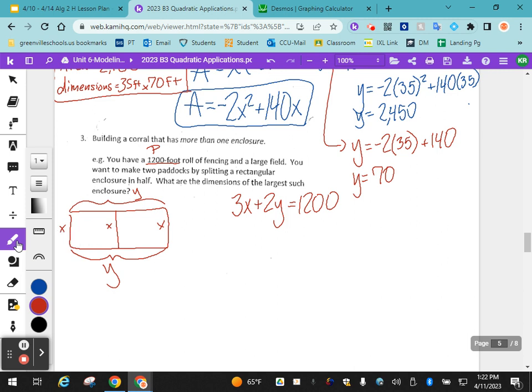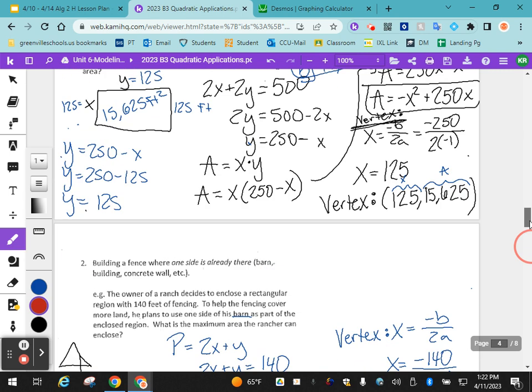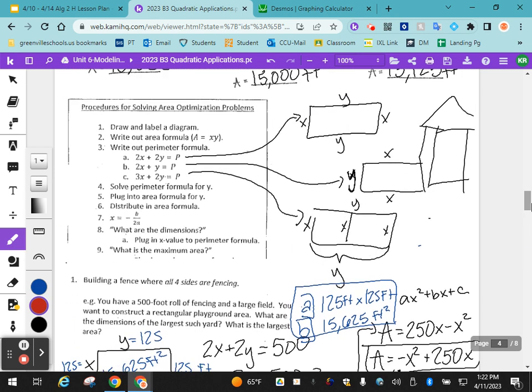That's what I mean when I say draw and label. Think of your area equation. This is what we're trying to maximize. Write out your perimeter equation. Here are three options. I've had people label this picture y, y, y, x, x, x, x. That's fine. You'll still get the same answer.